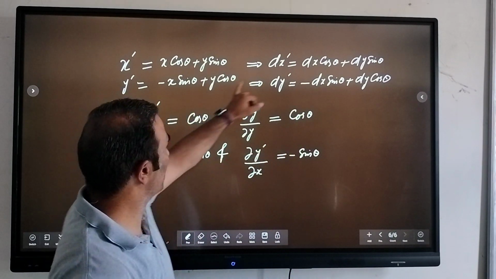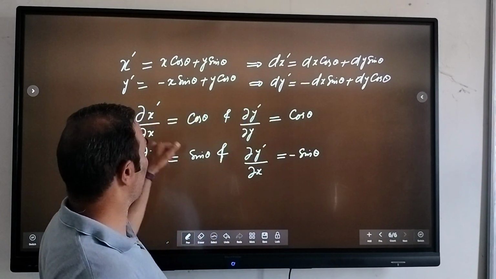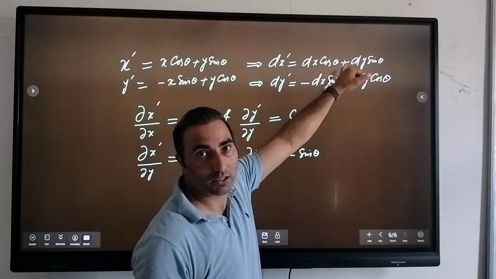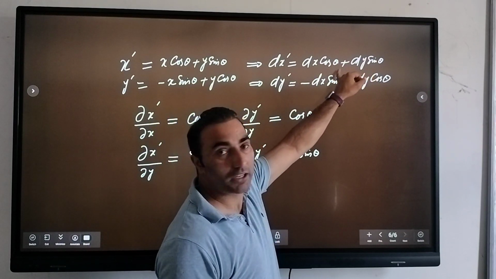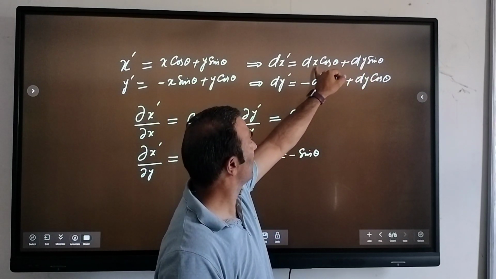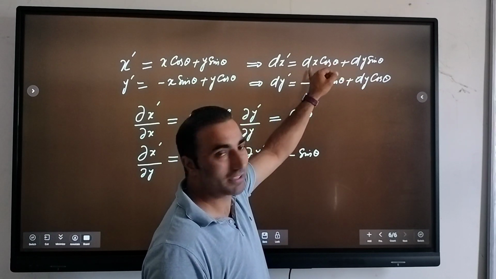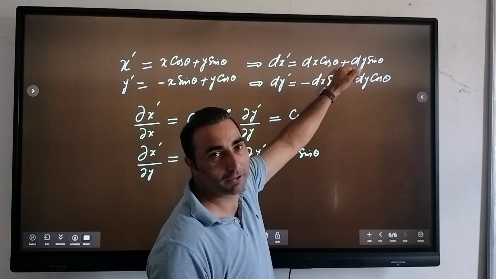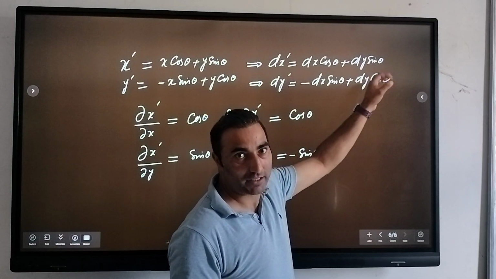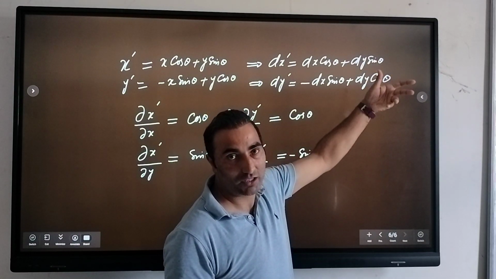If I differentiate this partially with respect to x, so that's partial x prime by partial x, we get only cos theta because you're differentiating partially with respect to x. This term will survive because partial x by partial x is 1, so this will be cos theta. And partial y by partial x is equal to 0 because you are differentiating partially with respect to x.